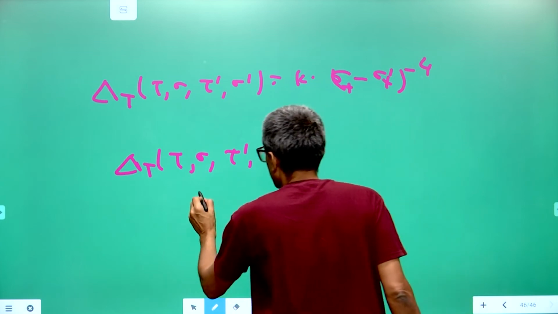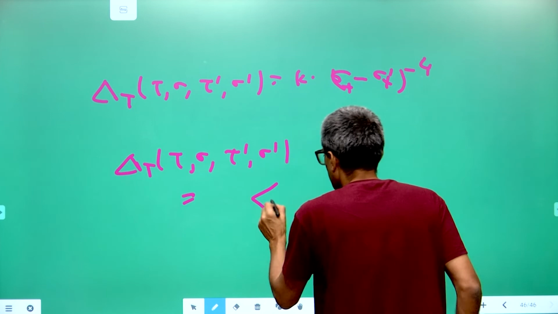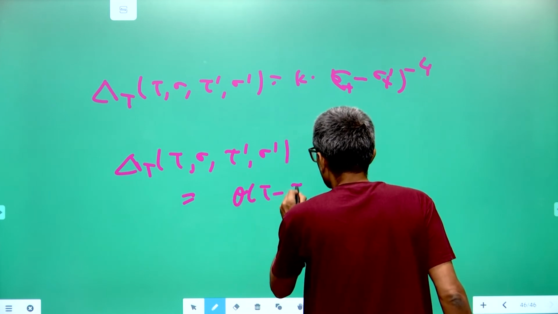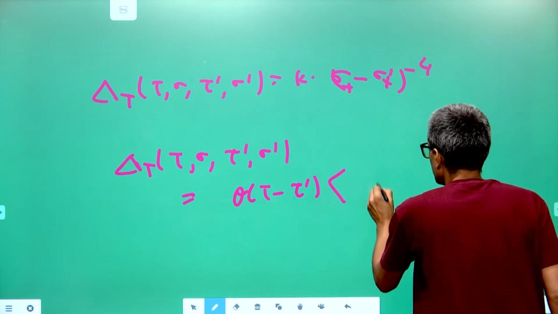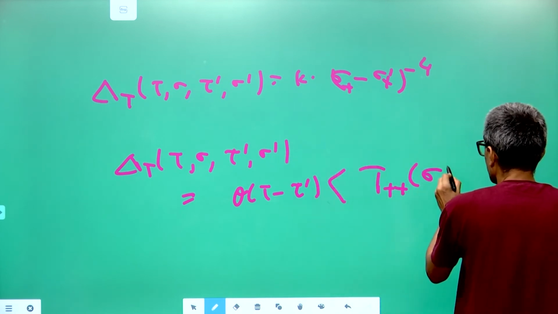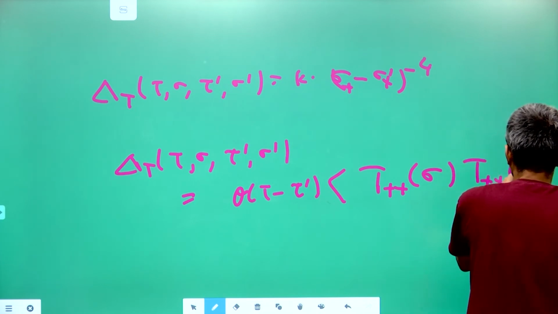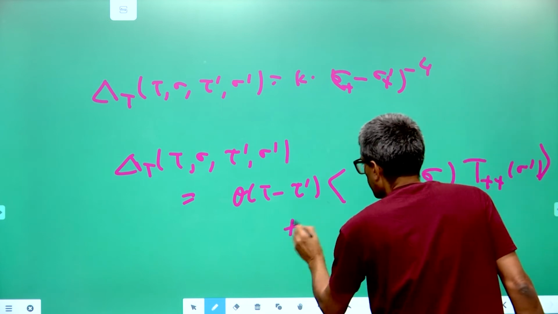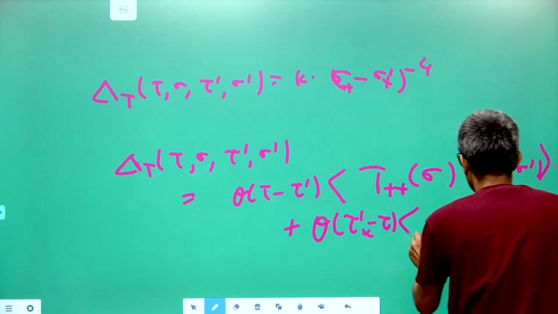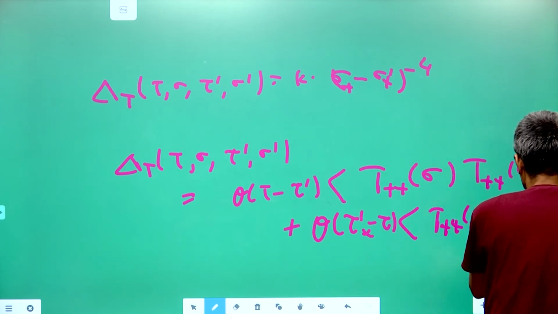this will be nothing but, okay, you can write it in this way, you can write it as theta tau minus tau dash into t plus plus of let us put sigma, denoted by sigma and sigma dash, the vector variable. So, t plus plus of sigma sigma dash plus theta of tau dash minus tau into t plus plus of sigma dash t plus plus of sigma.